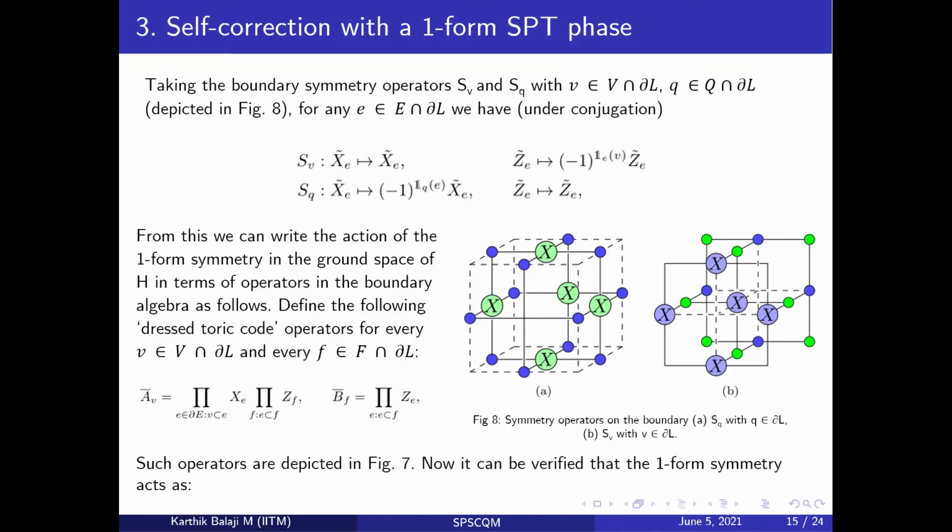Now taking the boundary symmetry operators S_V and S_Q, with V belonging to capital V intersection ∂L, Q belonging to capital Q intersection ∂L, and for any E belonging to capital E intersection ∂L, we have the following symmetry operator definitions. And from this we can write the action of the one-form symmetry in the ground space of H in terms of operators in the boundary algebra. Now define the following dressed toric code operators for each V and each F as follows: A_V and B_F as given in the equation. Such operators A_V and B_F are depicted in figure 7 over here.